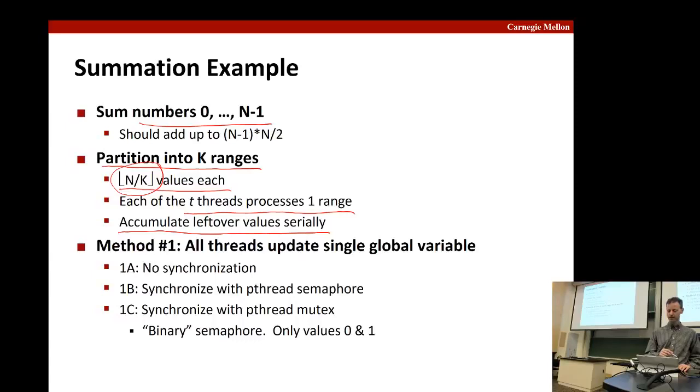And the first thing we're going to try is method 1, which is that all the threads update a single global variable, the running sum. And we're going to have three ways of doing that. One is without synchronization. One is we're going to use our pthread semaphore, and one we're going to use our pthread mutex, which is a semaphore where the values are just 0 or 1.